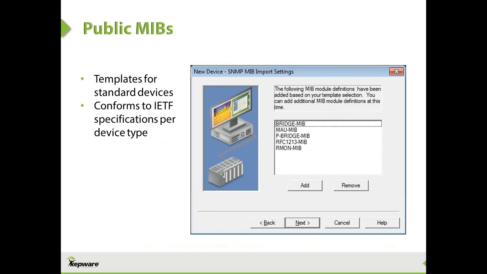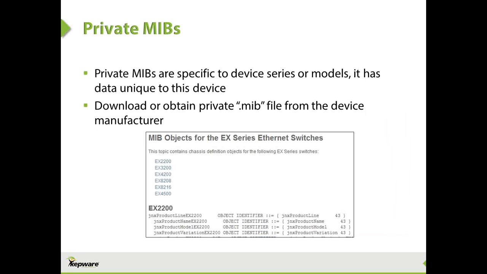Now there are public MIBs, which are basically just templates for standard devices, and they can conform to IETF device specifications. These public MIBs are preloaded into KEPServerEX, so they're already available for you when you're ready to connect to SNMP type devices. You can see some of the files that you have an option to import in a screenshot there. Private MIBs are going to be specific to a device series or model, and typically you can download or obtain the .mib file from the device manufacturer. So there's a screenshot of a manufacturer that posted online some MIBs that they have for their switches that you can download in order to connect to that switch.